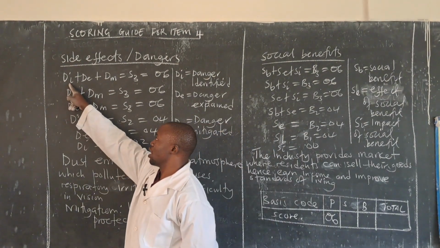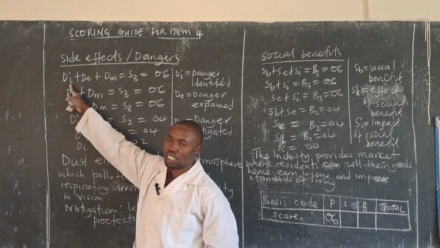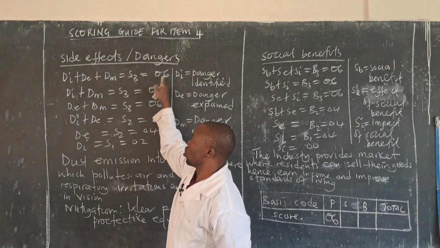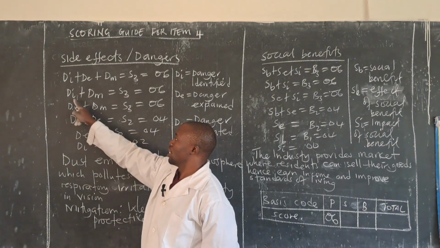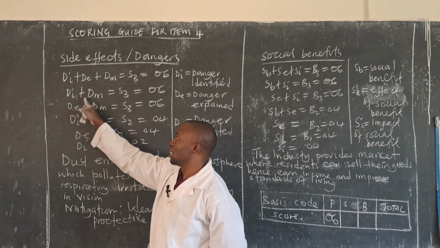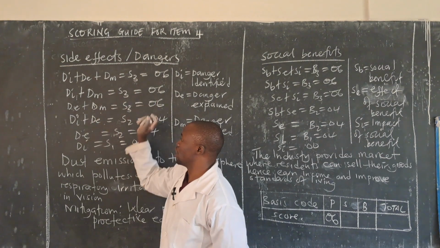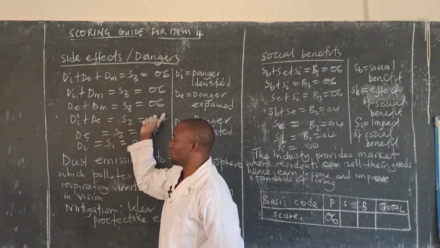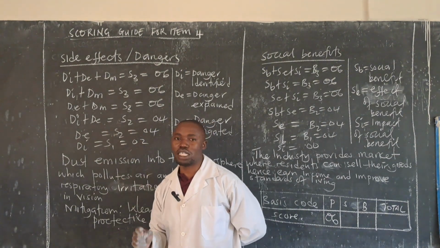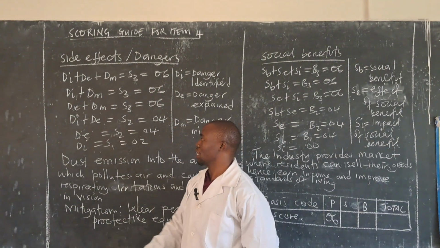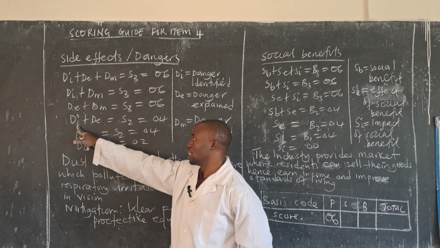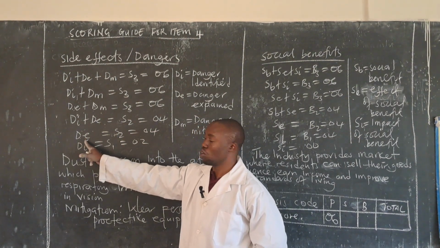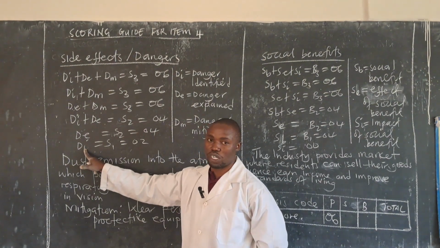If a learner identifies a danger, explains it, and mitigates it, third level, score 0.6. If the learner identifies the danger and also mitigates it, also score 0.6. If you only explain the danger and mitigate it, it's 0.6. So mitigation of the danger is the most important thing here. Only identification and explanation of the danger without mitigation, 0.4. Explanation of the danger only, 0.4. Identification of the danger only, 0.2.